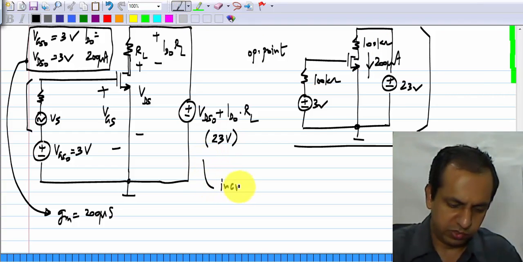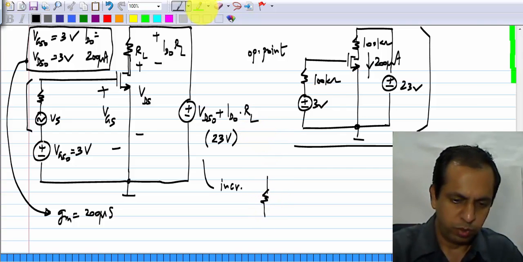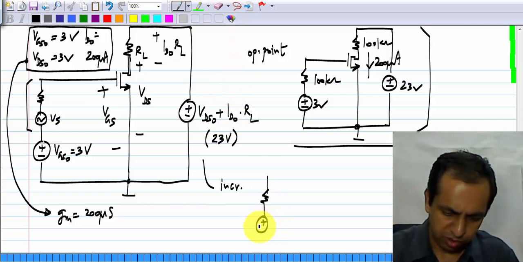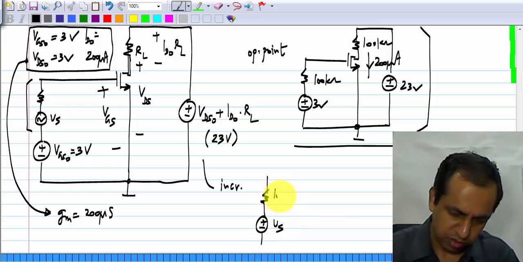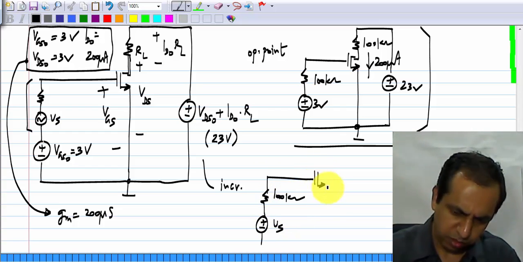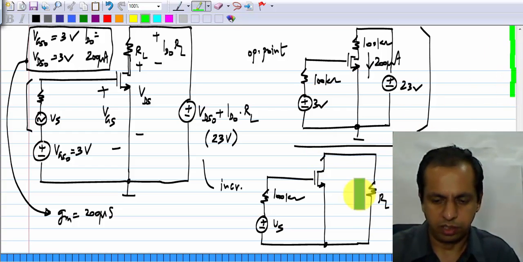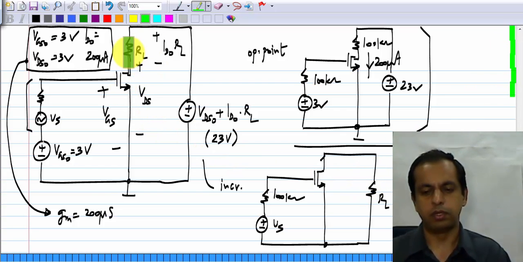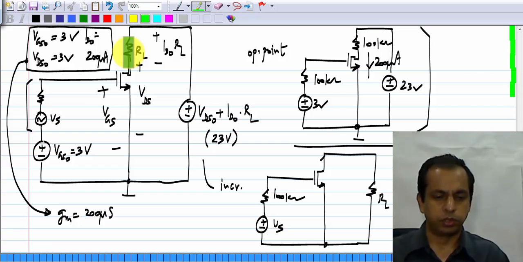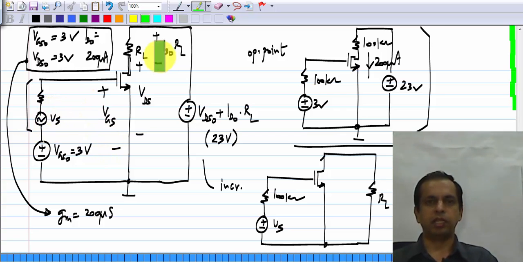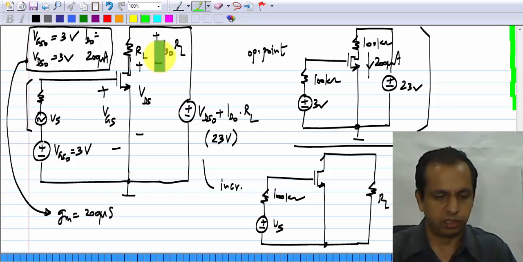Then the incremental picture of this, which is with only the incremental source being non-zero, these sources which are fixed will be 0. I will show RL like this, but it is exactly the same as what you have here. Okay. Now, this works. It gives a gain of minus 20, that is the incremental voltage across RL will be minus 20 times the incremental voltage Vs, and it has the right operating point and so on. But there are some other problems with this. Okay. So, let us go through them.